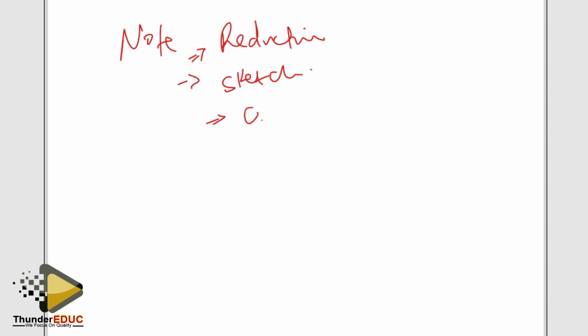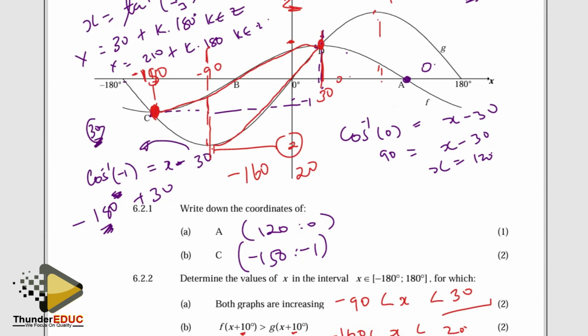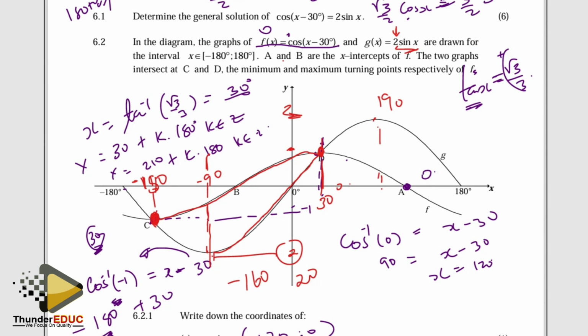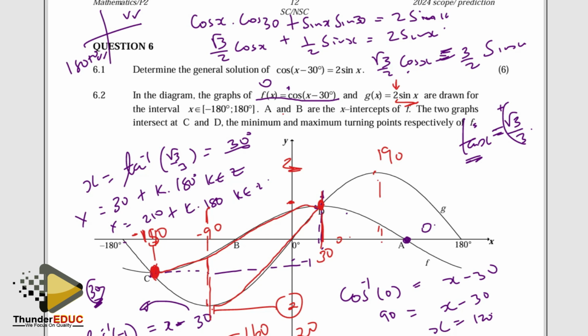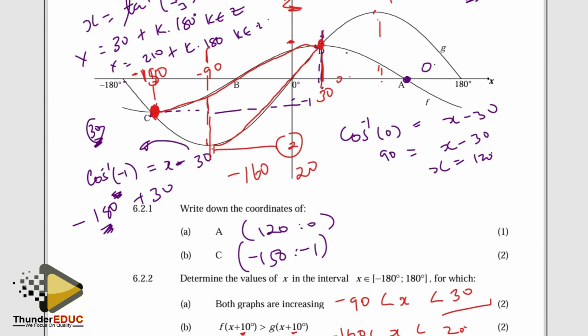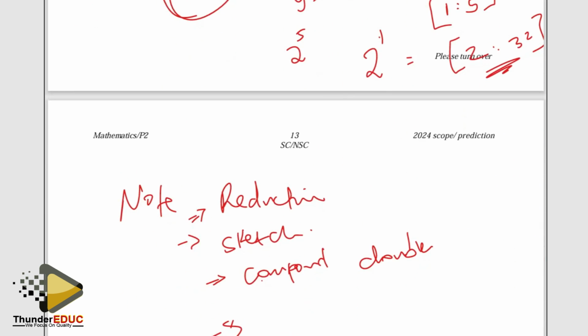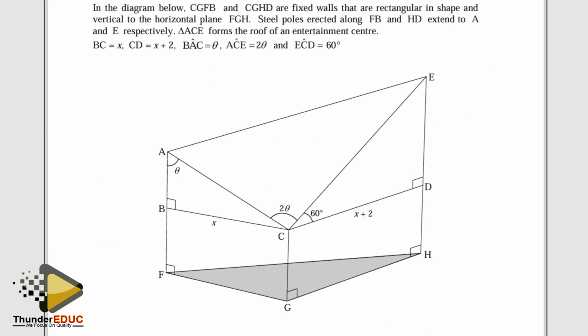And then remember your compound angles and then the double angle identities. We need to remember all this as we go for the trig. And then with the graphs, just know how to interpret and work around with the graphs: the amplitude, the period, and range, all those things.